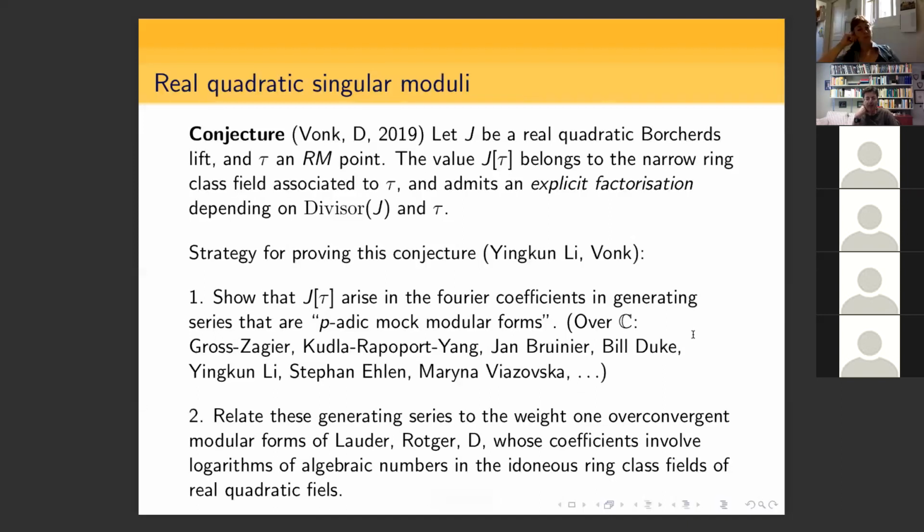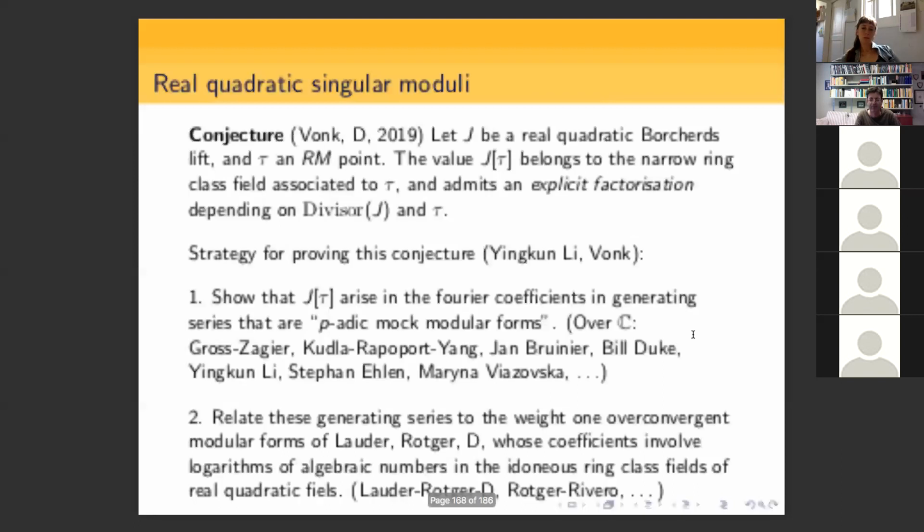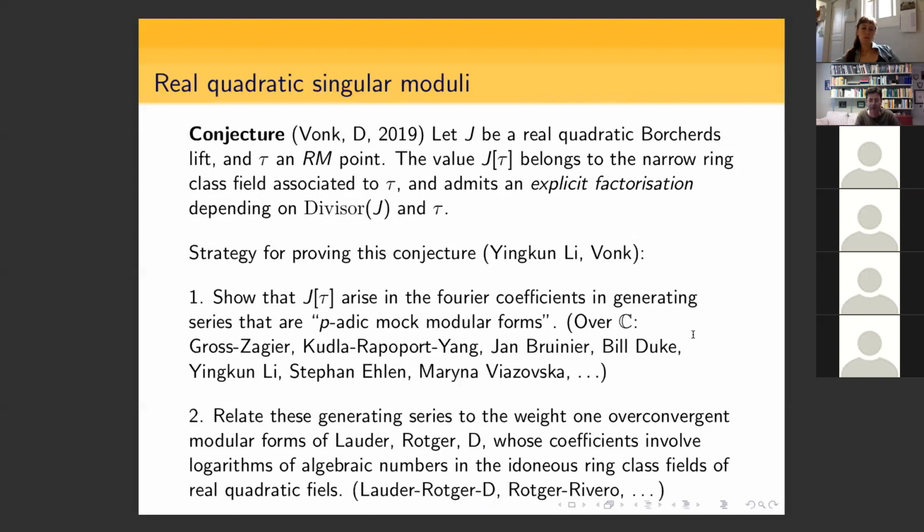And in the p-adic setting, we can relate these generating series rather directly to certain weight 1 overconvergent modular forms, which I had studied in earlier work with Victor and Alan Lauder. And the coefficients of those weight 1 generating series involve logarithms of algebraic numbers in class fields of real quadratic fields. And so when we put those things together, we see appearing the kind of identities that we would like to establish. There are a lot of computational complications that we're still trying to sort out, but the general philosophy seems to be fairly stable and solid here.